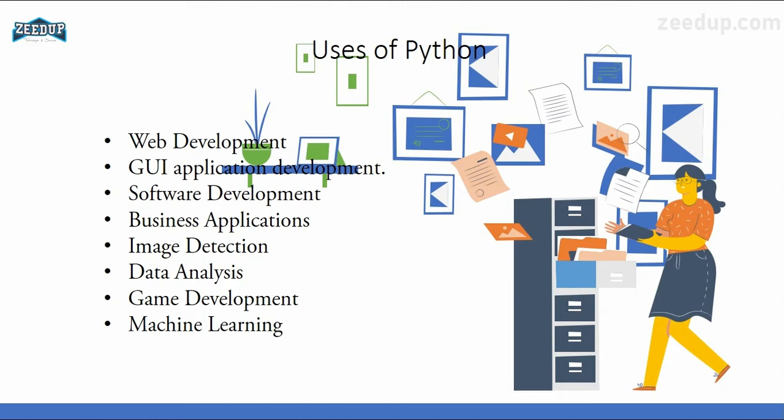Now, what are GUI applications? We have already understood. The applications which use graphics in their interface are known as a GUI, and the applications that have been developed using a GUI are known as GUI applications. So we have libraries like Tkinter and Pygame that could be used exactly for that.